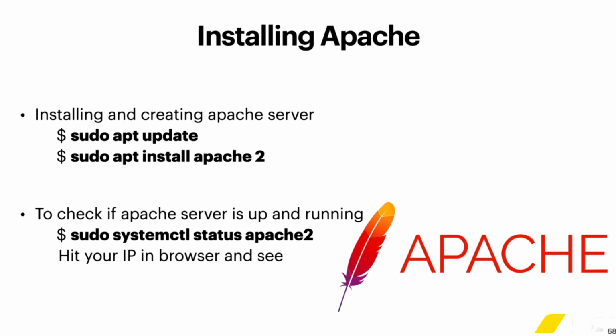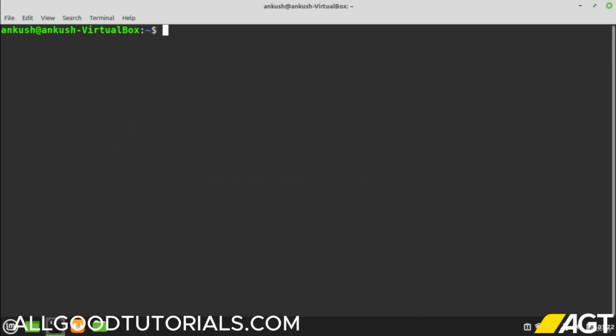So simply, first what we are going to do is update and install Apache 2. Then we will see if the Apache 2 is up and running using the systemctl command. And also we will hit that IP in our browser to see if that is up and running. So let's first update our computer.